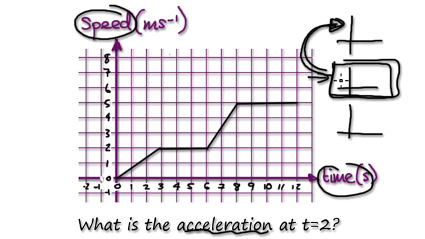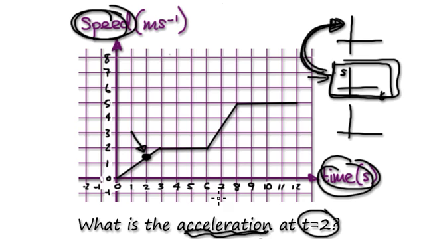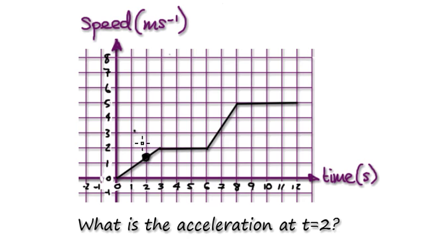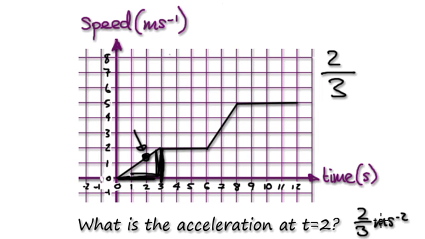So remember, the gradient of the speed time graph represents the acceleration. So really, you want to know the gradient at time equals 2. Well, the gradient here will be the up and down here, which is 2, divided by the across, which is 3. Okay, so the acceleration at time equals 2 is 2 over 3 meters per second squared. Okay, so this is just a unit of acceleration.